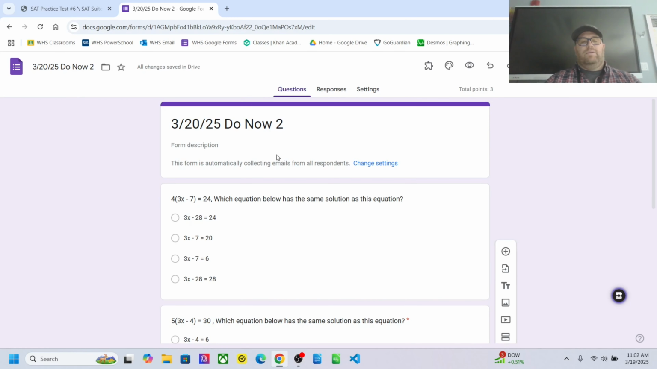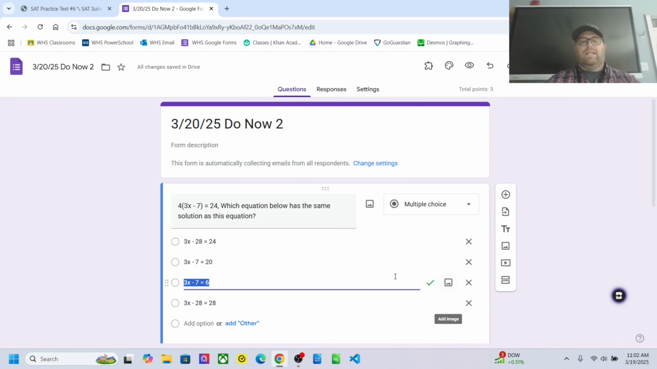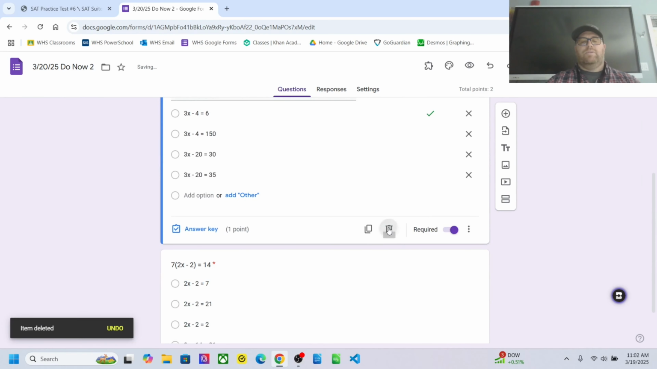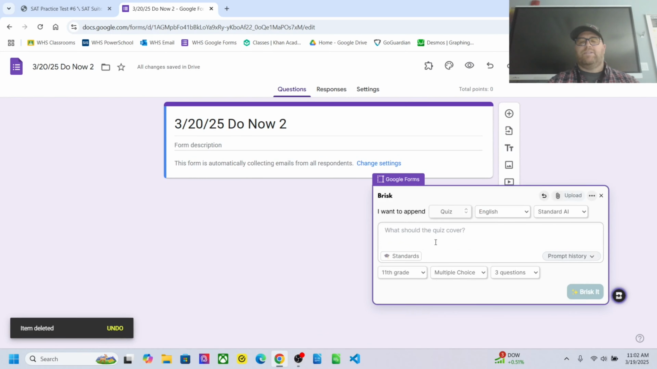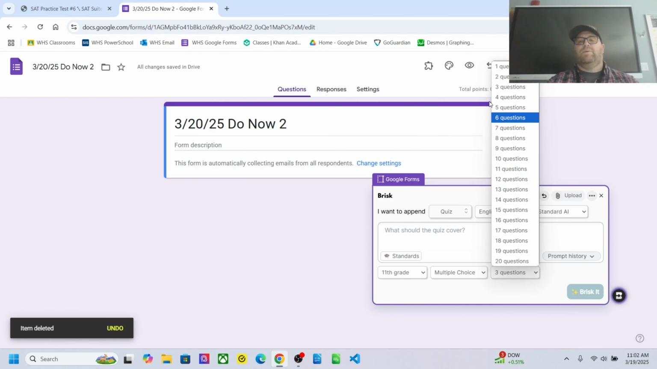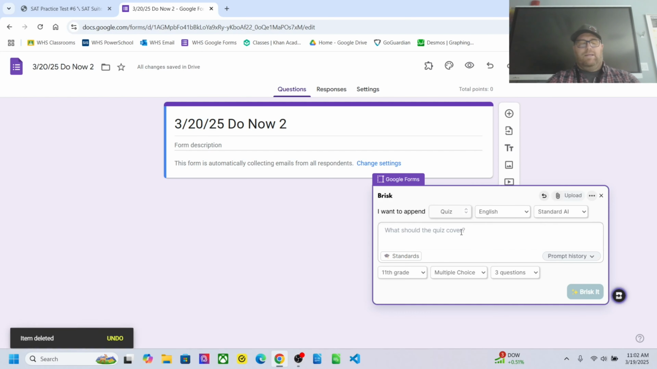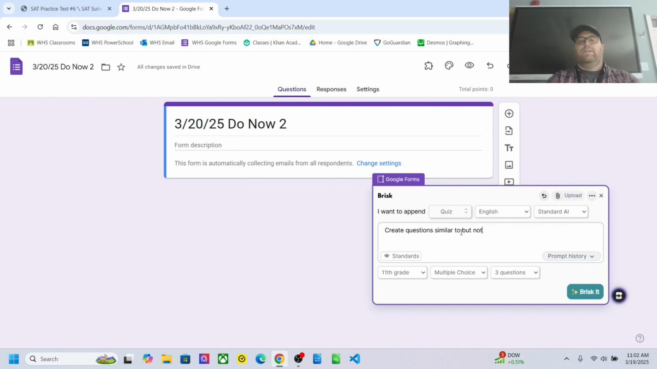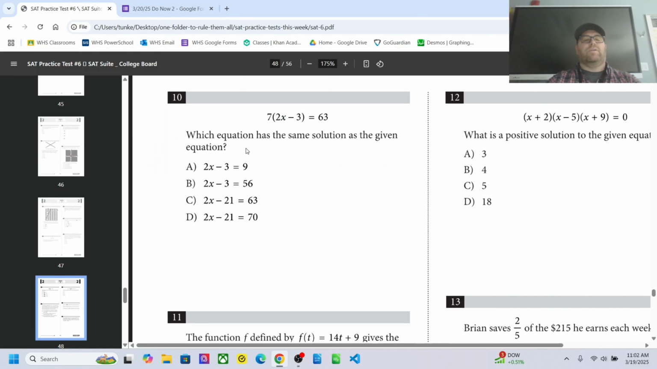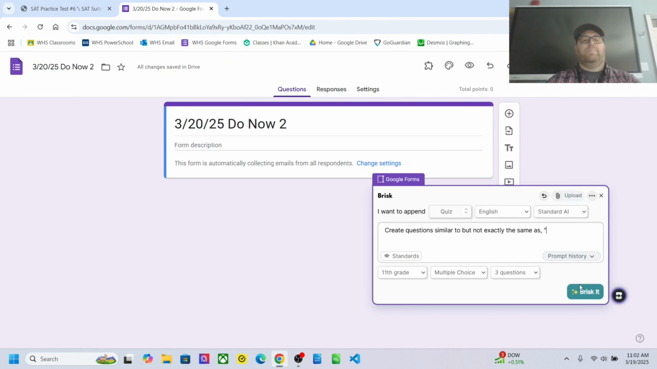Now, if you wanted a different route, you could use something like Brisk It AI. So let me get rid of these questions now. And I could go here to add, let's say if I want to add 3 questions, it's normally 10, but let's say I want to go down and select 3. I could say create questions similar to, but not exactly the same as, and then we could paste in this question. Actually, it's not letting me copy, so let's just type it in.